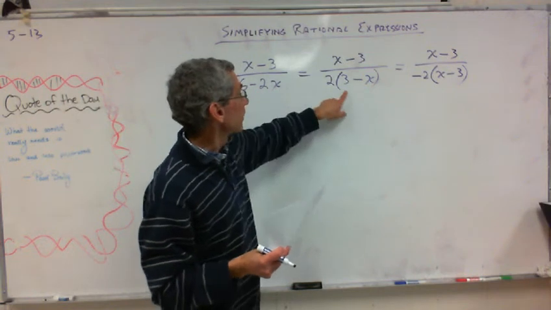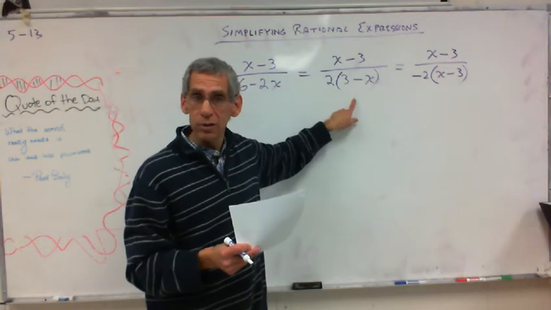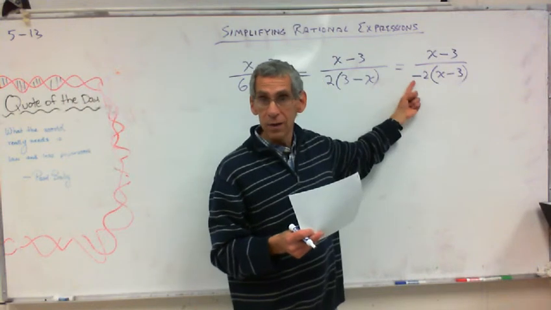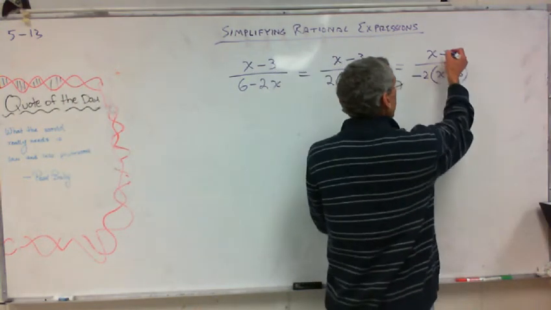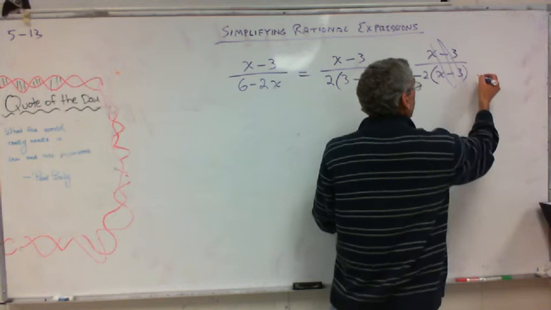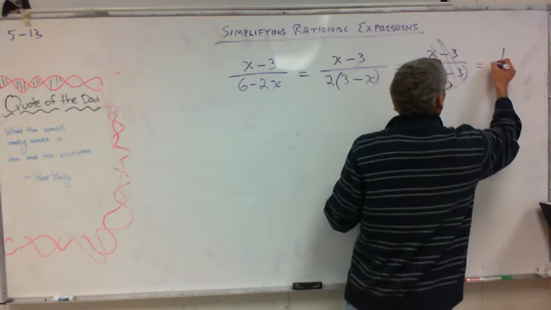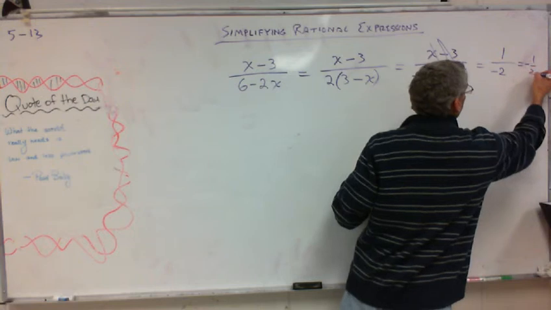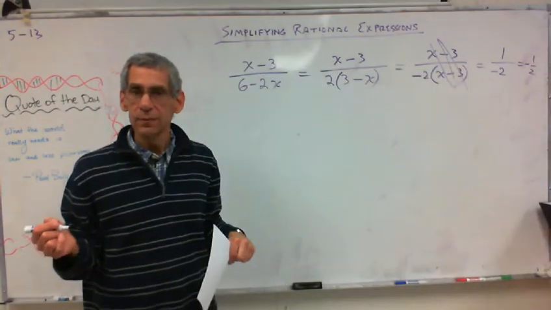Whoa. So you took something that looked like it was totally impossible to do, and suddenly, just by putting a negative, you got to keep that negative there. Now this whole thing crosses out. So the answer is going to be 1 over negative 2, which is the same as negative 1/2. Isn't that cool? Does that make sense?